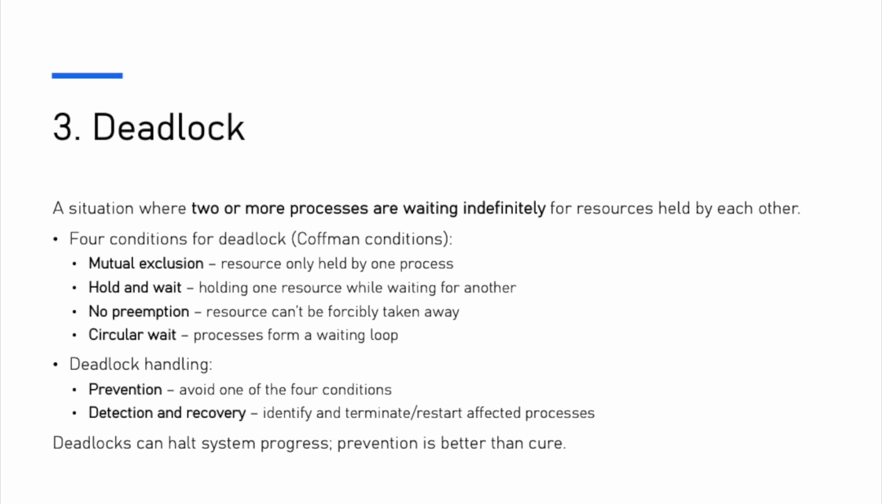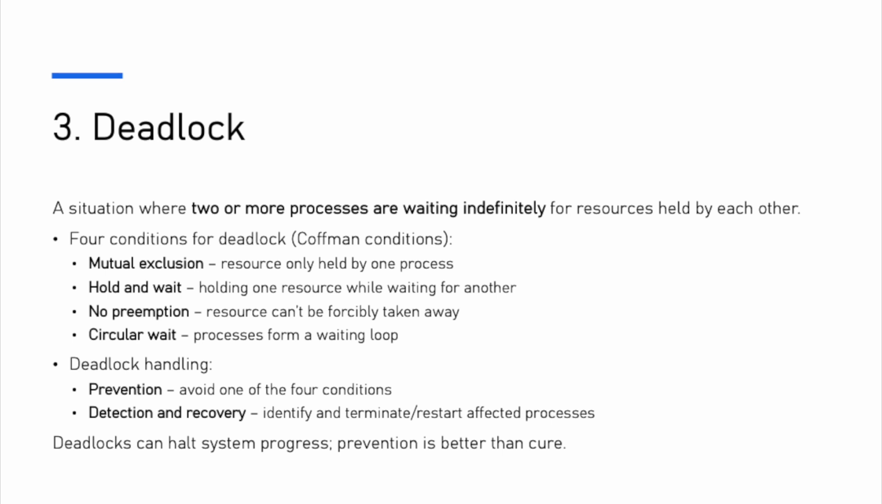Now, there are four conditions which can cause deadlock, and these are often named Coffman conditions. So make sure you know these and you write them down and memorize them. Mutual exclusion, where a resource is only held by one process. Hold and wait, holding one resource while waiting for another. No preemption, where a resource can't be forcibly taken away from this particular process. And circular wait, where processes form a waiting loop.